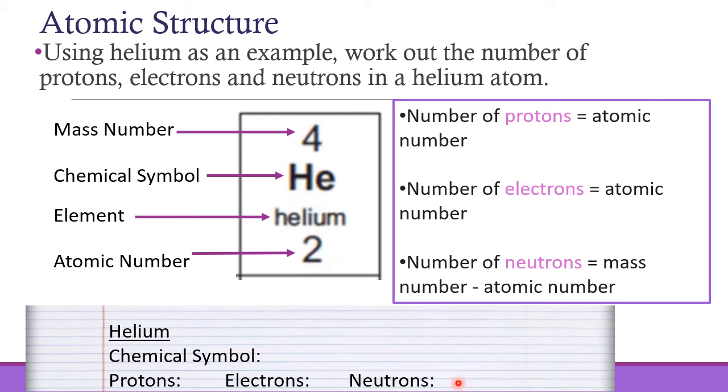So remember, to work out the number of protons in this case, a helium element is just equal to the atomic number, which is here. Number of electrons are equal to the atomic number also, and the number of neutrons are equal to the mass number, which is found here, minus the atomic number, which is found here. Now, this is how I want you to lay it out. So can you pause the presentation here and complete the work for the helium element?